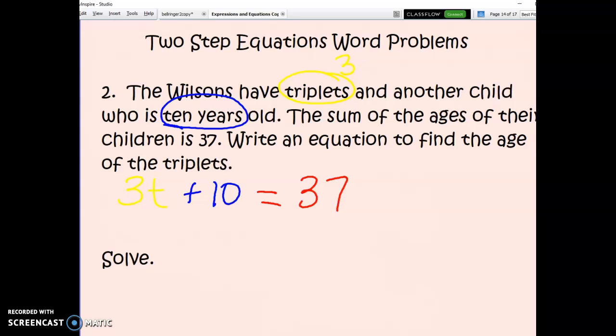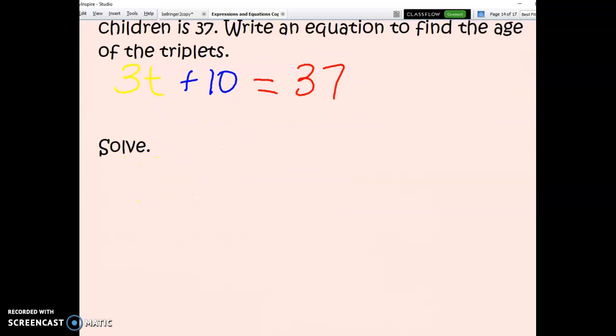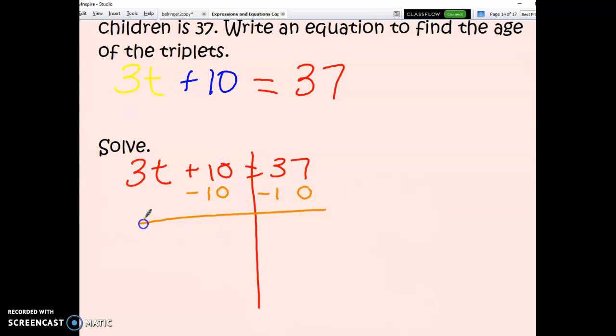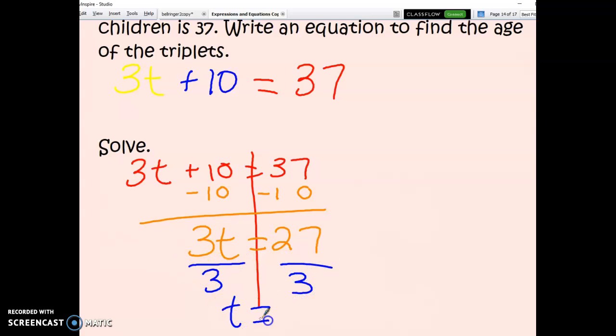So we're going to use that equation to solve. 3t plus 10 equals 37. Draw my line. I'm going to first subtract 10 from both sides. That leaves me with 3t. 37 minus 10 is 27. My next step is to divide by 3. So the triplets are 9 years old.